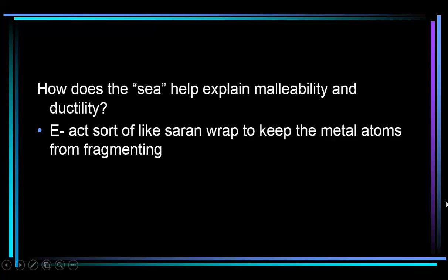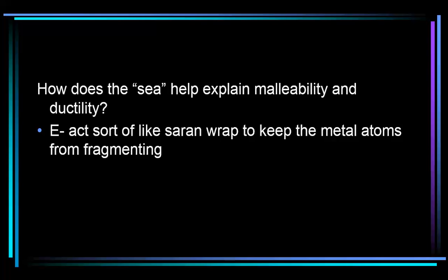How does the sea of electrons help explain? Yes? Why, if there are already those electrons in that outer shell, do they use electromagnets? Why do they have to run electricity for it if there are already those electrons? Okay, you're talking about things that don't normally have the sea of electrons. They can be made to have a sea by running electricity through it.